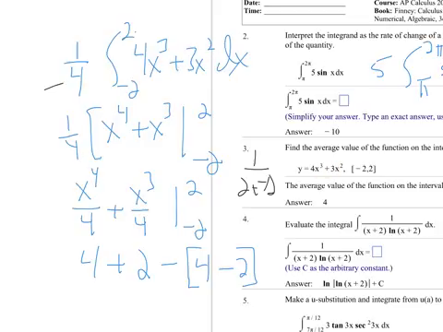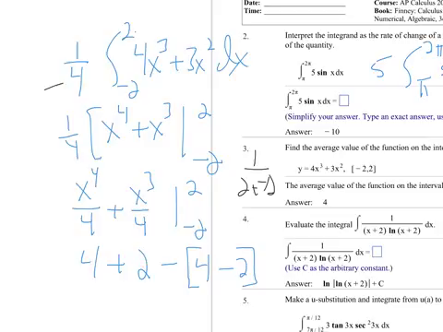So then I found the antiderivative. I added 1 to the 3 to get 4, divided by 4 to get 1x to the 4th. Same thing with the 3x squared. That became 3, divided by 3. That first 3 cancels out. Then I distributed that 1/4 through just to simplify my work, and then I dropped in 2. 2 to the 4th is 16, divided by 4 is 4. 2 to the 3rd is 8, divided by 4 is 2.